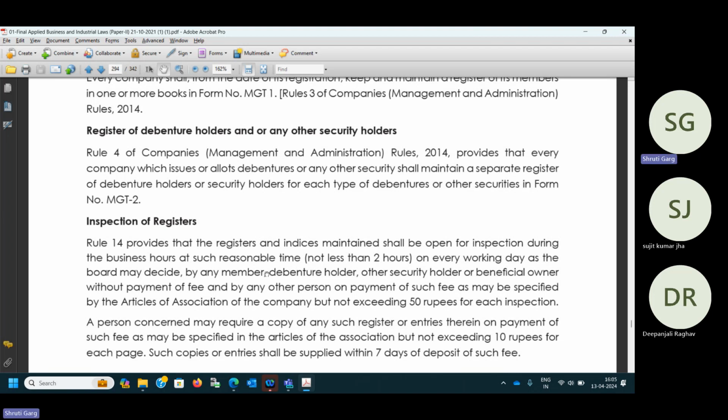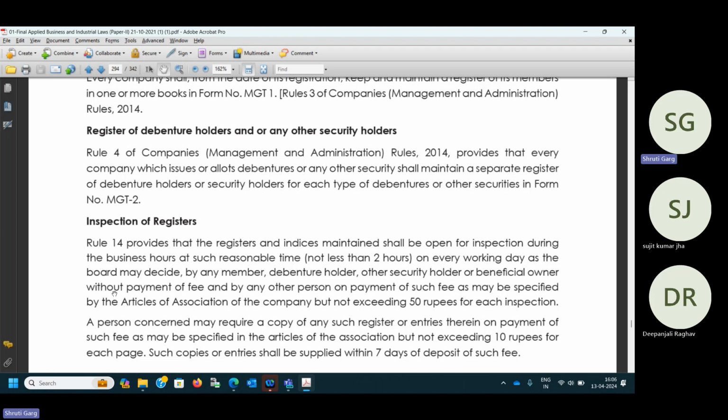Clear? And any member, debenture holder, other security holder or beneficial owner can inspect that register without payment of fees. These registers will be open for inspection during business hours, at least 2 hours or any other hours as the board may decide. Clear?